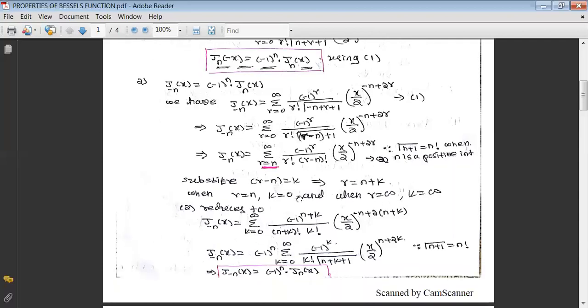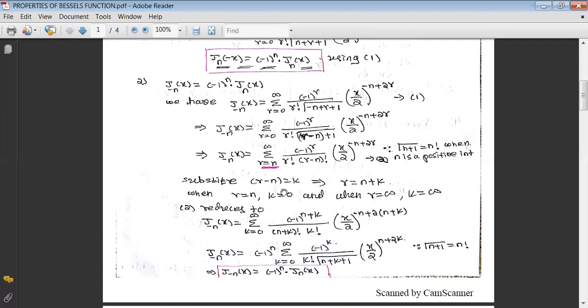Now let us take a substitution here. Let us take r minus n, this quantity, equal to k. Accordingly, I can write r equal to n plus k. Now we have taken the new parameter k, so let us find the limits for k. When you take the lower limit for r, that is n, then k results in 0, because n minus n is 0. If you take the upper limit for r as infinity, then infinity minus n again becomes infinity.